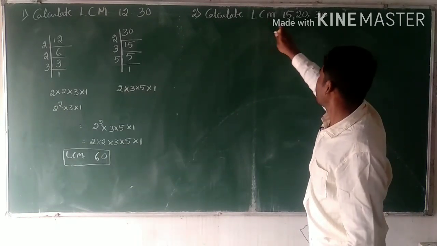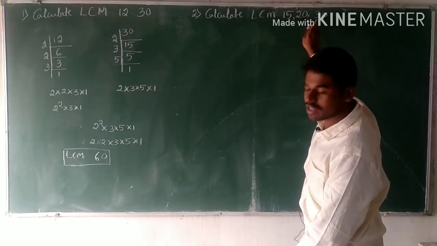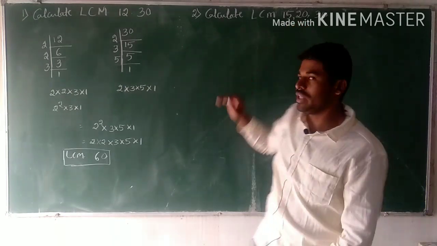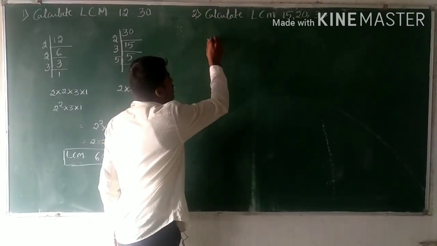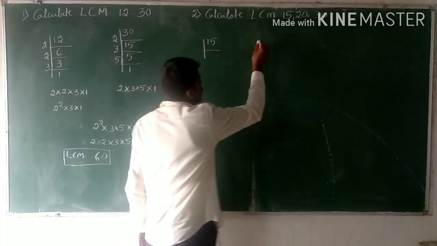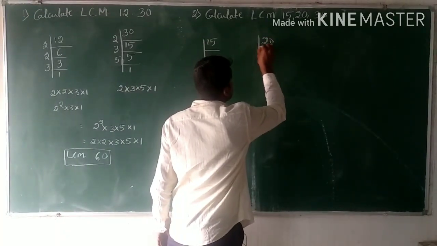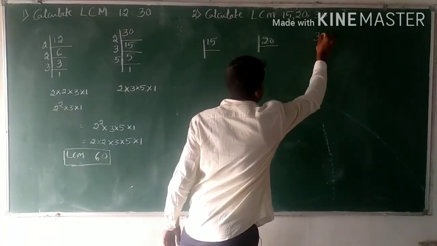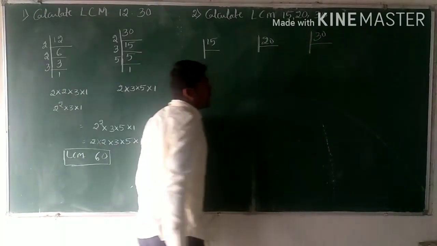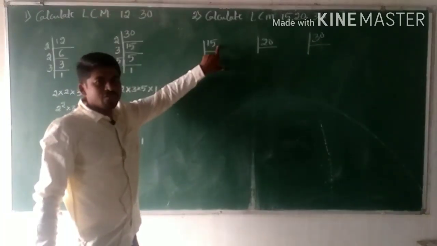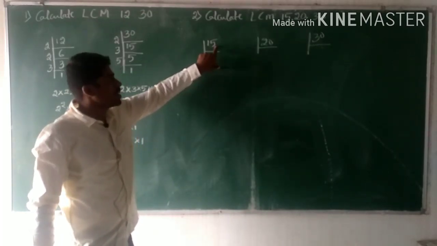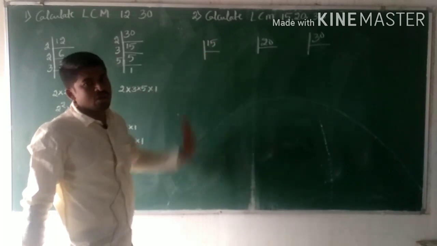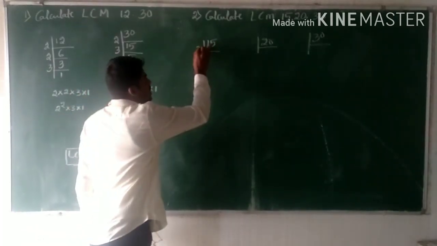So now, to calculate the LCM of 15, 20 and 30, you have to do it individually. First we calculate by dividing individually: 15, 20, 30. Now, 15 is an odd number. This number cannot be divided by an even number. That's why I am going to divide it by an odd number, 3.